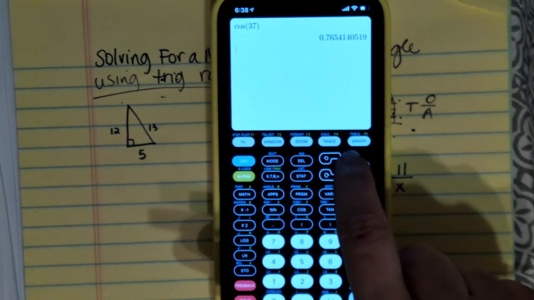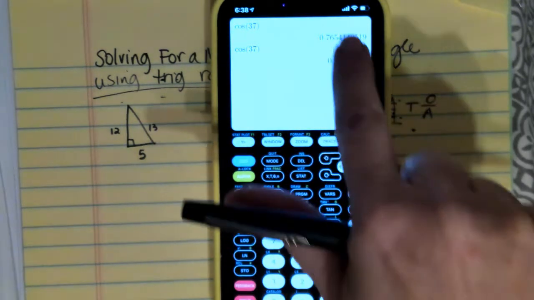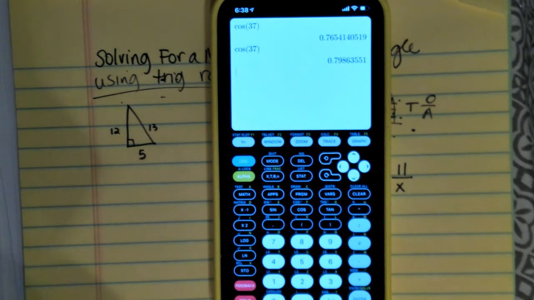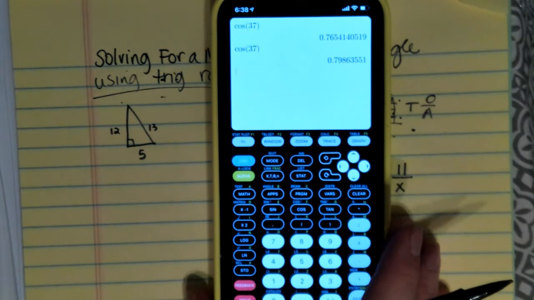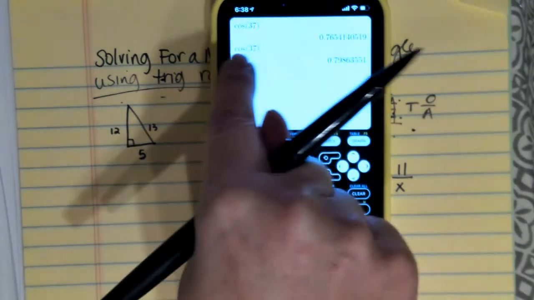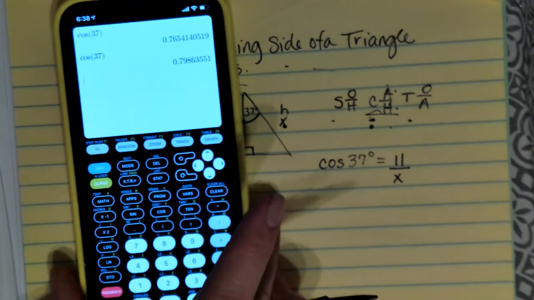So let's do that again. Let's do cosine of 37 again. Alright, you can tell it's a little bit different. Is it enough to make a difference? Absolutely. We've got to make sure we do that. So you can see they're different. Well, I'm not going to write that number down because we don't have to. We'll just type in cosine of 37 when it comes time. Okay? So let's get back to solving this problem.